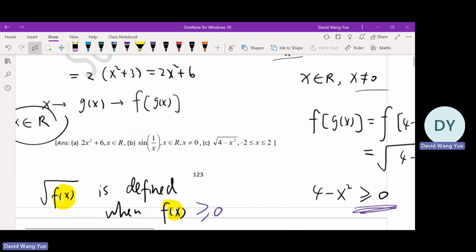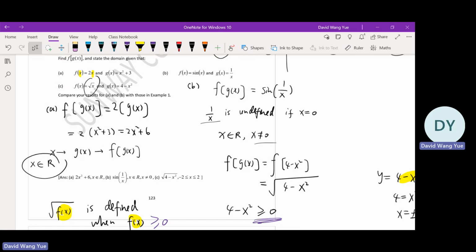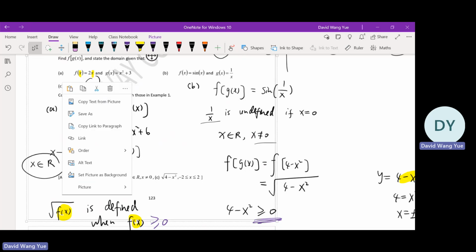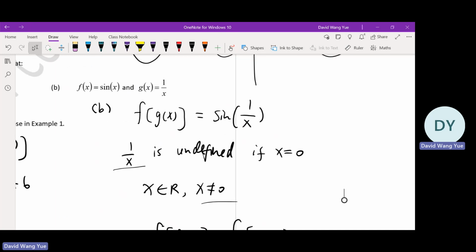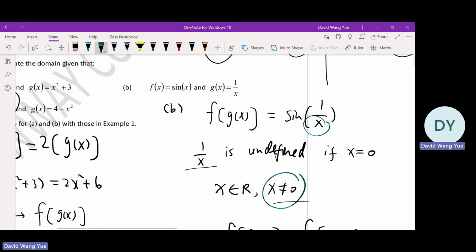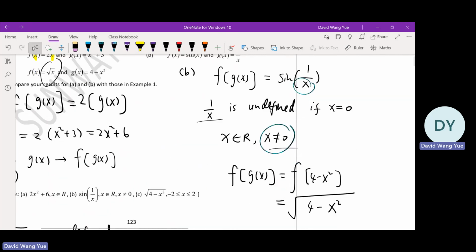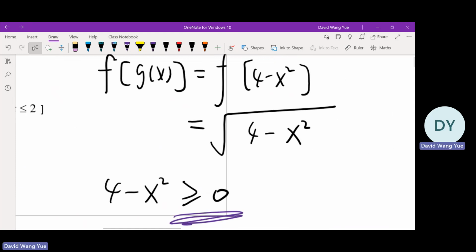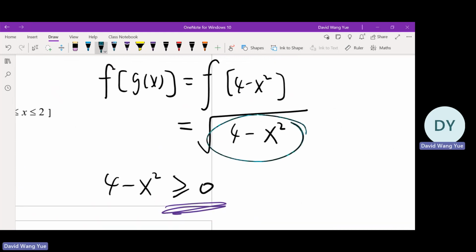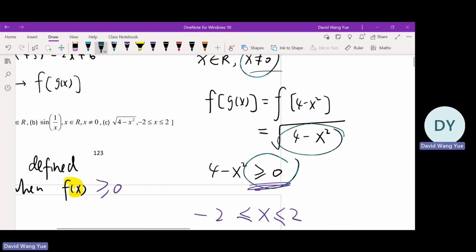Now, if you look at these three questions, you can see there are only a few things we need to worry about when the calculation might be undefined. Firstly, if a fraction is involved, make sure the denominator is not 0. That will be the domain. And if you have a square root in the function, whatever is under the square root has to be non-negative. That will also be the domain.